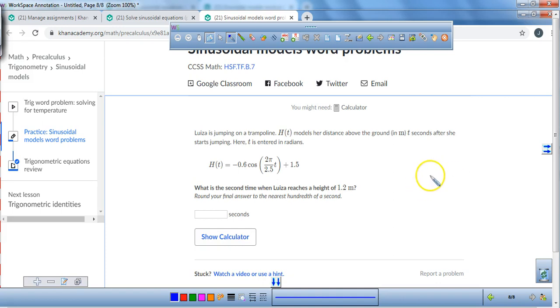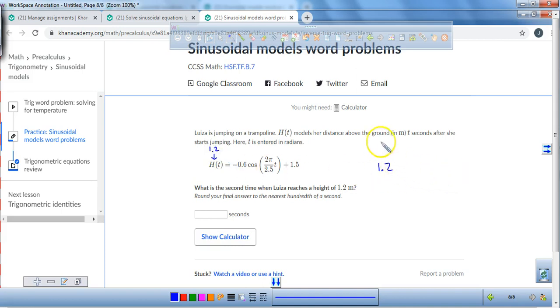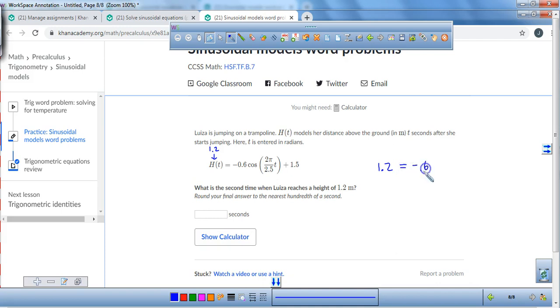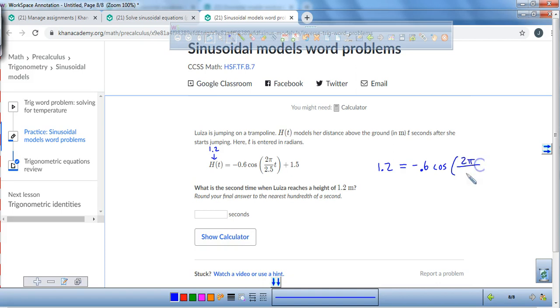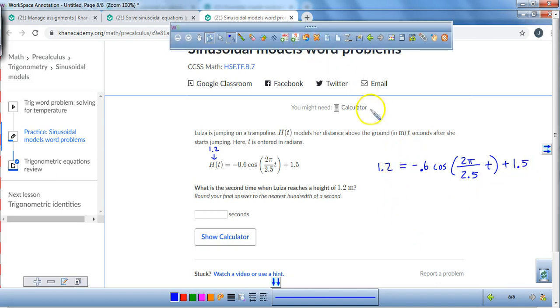So the first thing we're going to do is plug in 1.2 right in here for the height. 1.2. And we are going to set it equal to negative 0.6, which is negative 3/5, cosine of 2 pi over 2.5, we'll put letter t, plus 1.5. There's our equal sign.